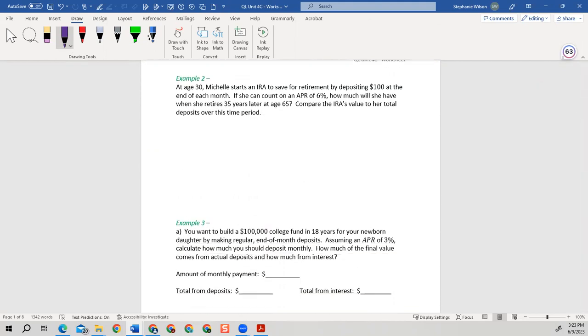All right. So let's do our next one. It says at the age 30, Michelle starts an IRA to save for retirement by depositing 100 at the end of each month. If she can count on the APR of 6%, how much will she have when she retires 35 years later at the age of 65? We're going to compare the IRA's values to her total deposit over the next time period.